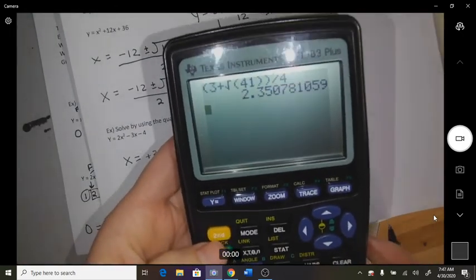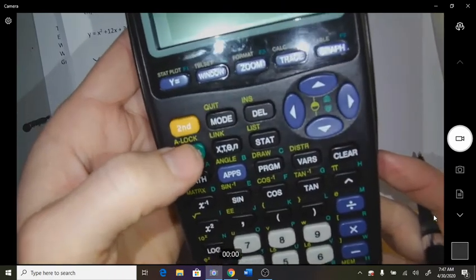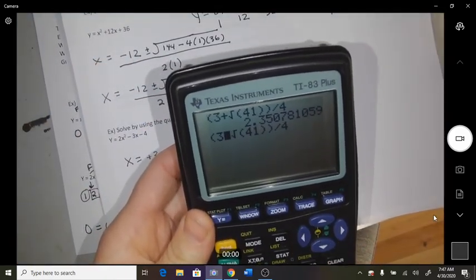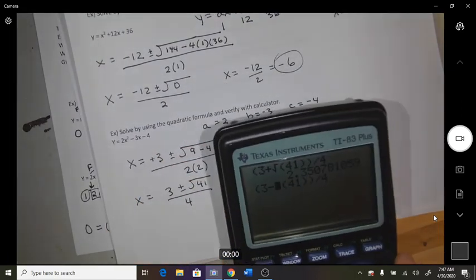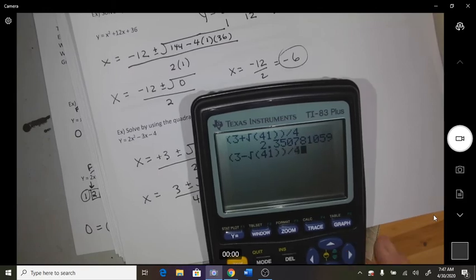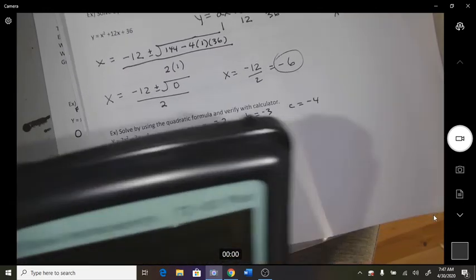Okay, I'm going to go second enter, and it brings that up again. I'm going to go back in here and change it to subtract this time. You have to do both options. So plus it once, minus it once, -0.85.